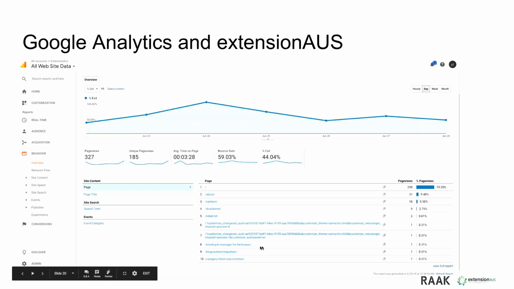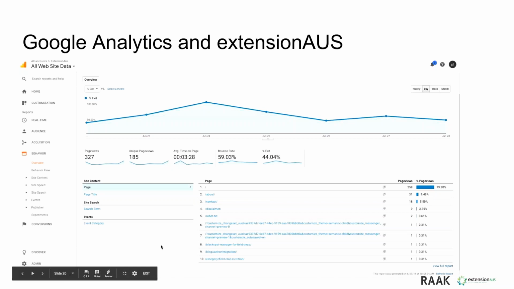And then here, 1 page view on the Black Spot Manager for field pea, is that right? And 1 on migration and 1 on the field crop nutrition. So, nutrition? Irrigation. Oh, irrigation. There you go. On the right-hand side, on the bottom here, you can also click down and view the full report. So there'll be more pages, but obviously there'll be a lot of ones until they add up to 327.